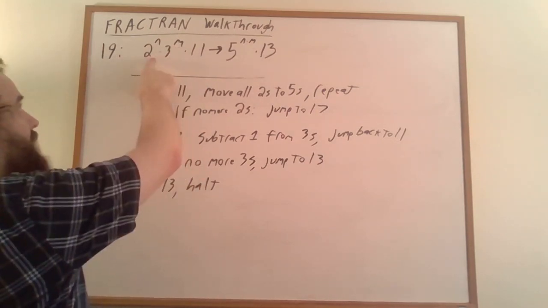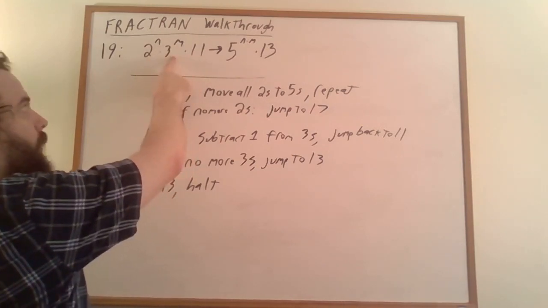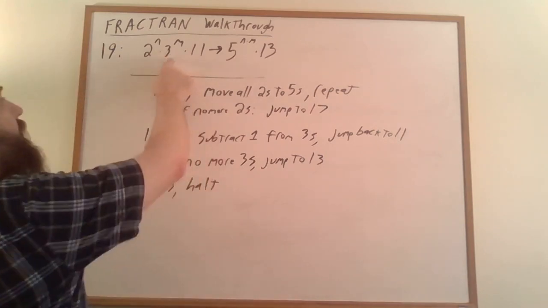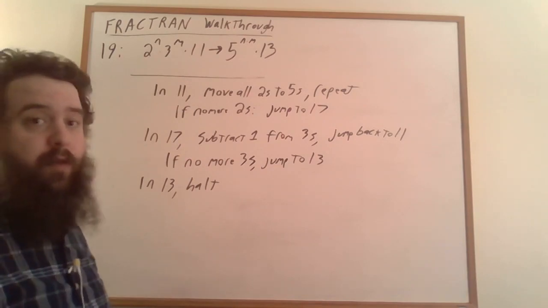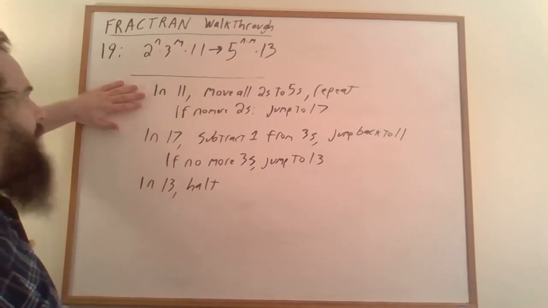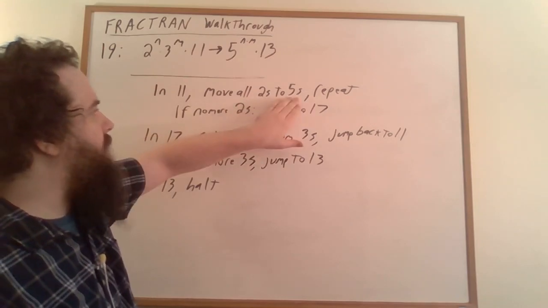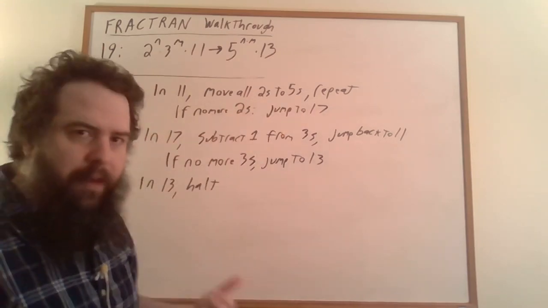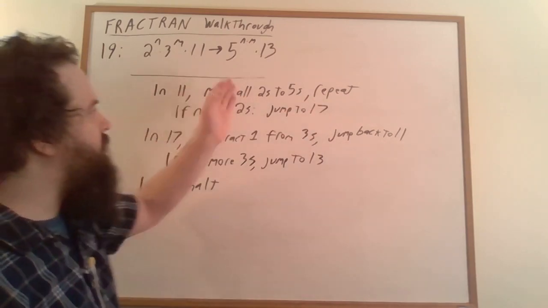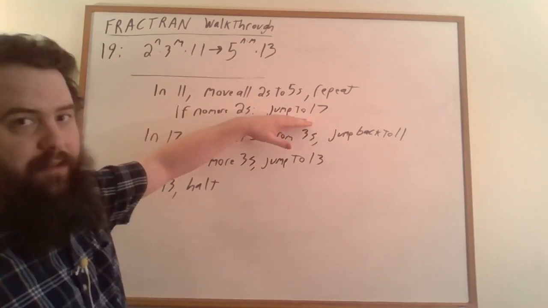So we'll keep taking the value in the 2's register and adding it to the value of the 5's register, and keep subtracting 1 from the value in the 3's register over and over again until the value of the 3's register is 0, until there are no more 3's left. And so this might look something like this. In state 11, right, we start off in state 11, we want to move all of the 2's to 5's. And this is a process, we'll do this step by step. So we need to repeat, right? We need to go back to state 11 until we've moved all of the 2's. If there are no more 2's left, then we want to jump to state 17.